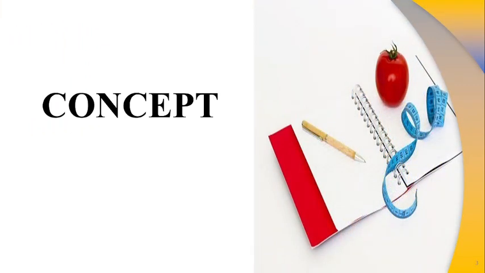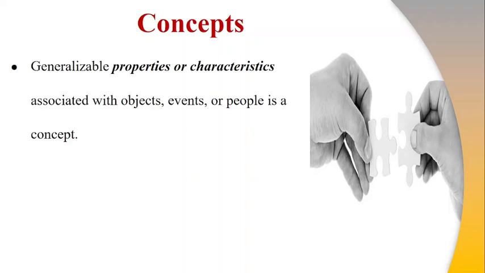So first, let us see what is a concept. A concept is nothing but a generalized property or characteristic associated with an object, an event, or people. The key word is that it talks about the property or the characteristic of either an individual, an event, or an object.